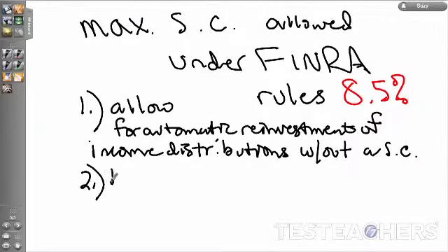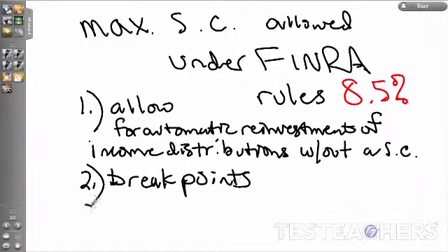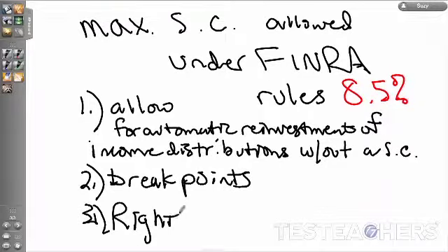They must also have a schedule of breakpoints, and they must offer the right of accumulation. Now, honestly, most funds don't charge the maximum sales charge allowed, but if they wanted to, they would have to do these three things.